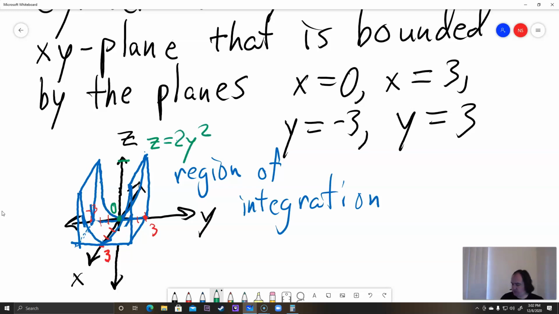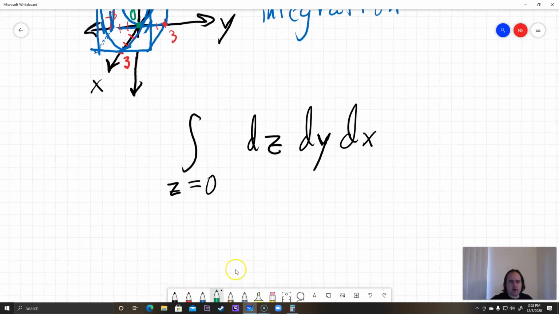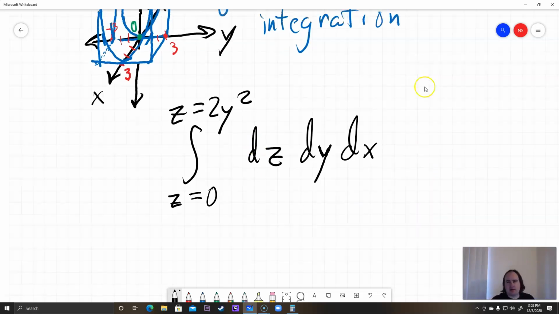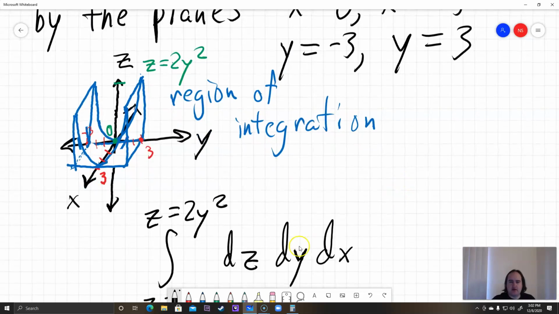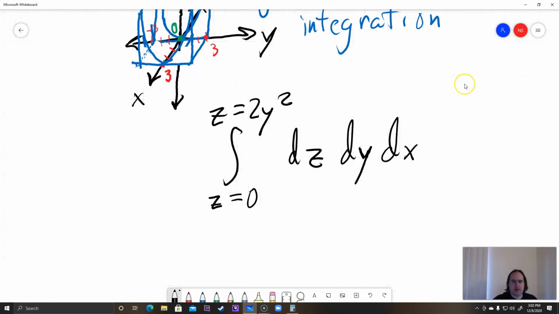Okay? So that parabola there is z equals 2y squared. So we're going to go from z equals 0 to z equals 2y squared. Okay, that's our innermost integral. And then our outer integrals are going to be a lot easier. So for the dy, we know that y goes from -3 to 3. So that's going to be our middle integral. So y goes from -3 to 3.